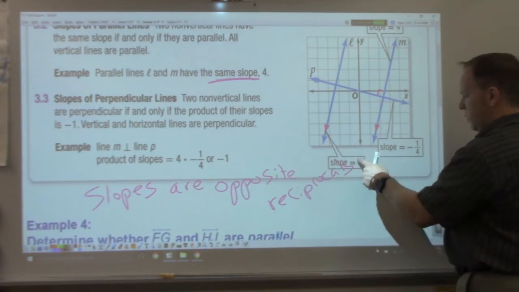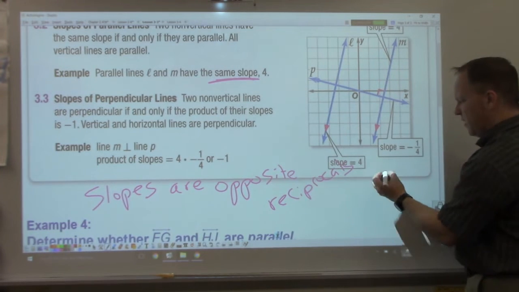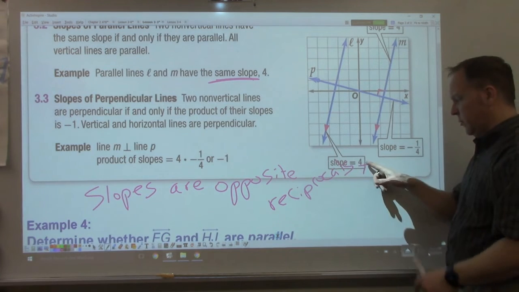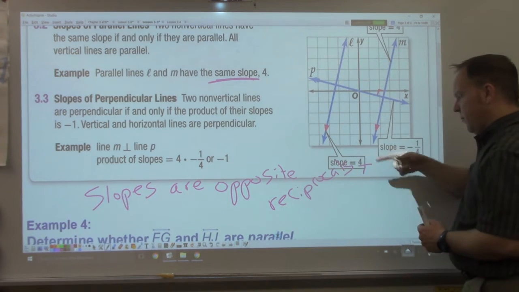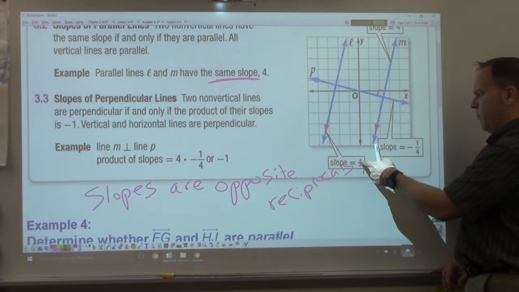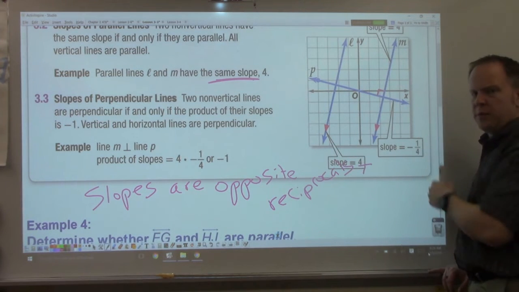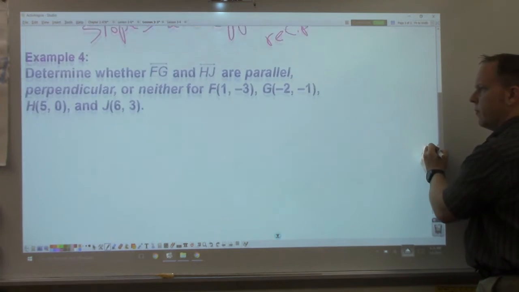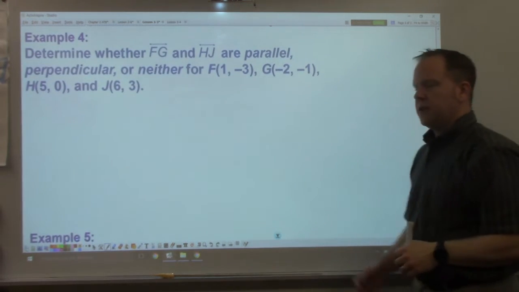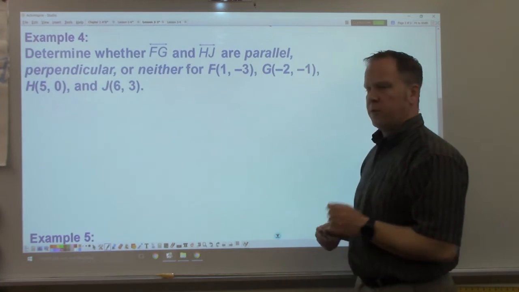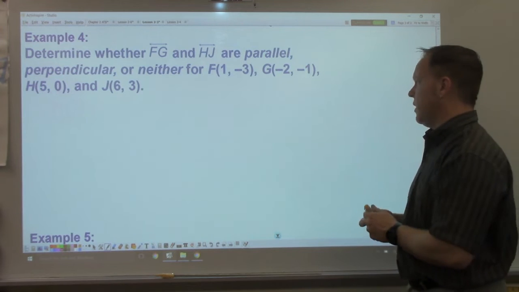Notice right here, this one has a slope of 4. Well, it's not a ratio, but if it was 4 over 1, change the sign, so this is positive, now it's negative. Flip it, -1 over 4. Opposite reciprocal, so a slope of 4 and a slope of -1/4 would be considered perpendicular. Now, just like the first 3 examples we did, find the slope, but now I got to do it twice because I got to determine if they're parallel, perpendicular, or neither.